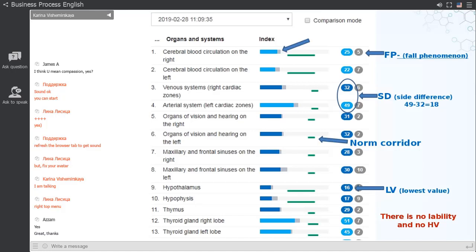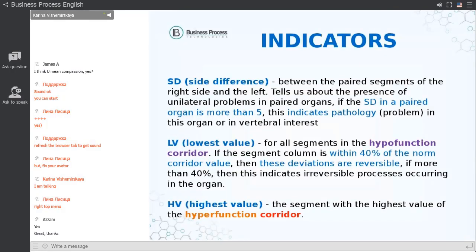So in this example, I show you cerebral blood circulation on the right, number 5. Fall phenomenon is 5. So it's a subcompensated process. Also, it is described here when you can see it as a gray number or as a gray part of a column. So every measurement has a gray tail. This gray tail is also a fall phenomenon. Another indicators we have are the next.